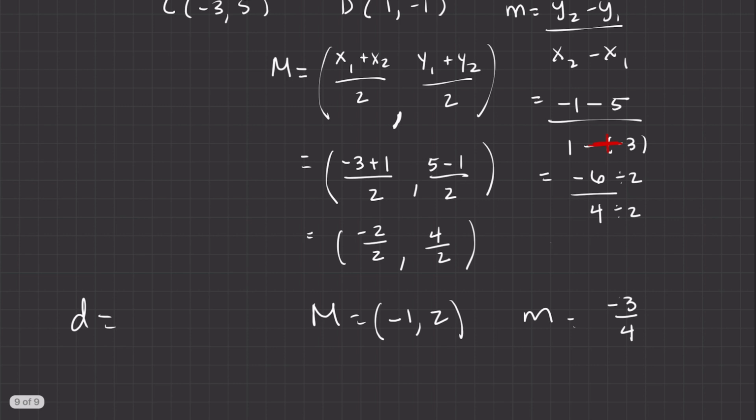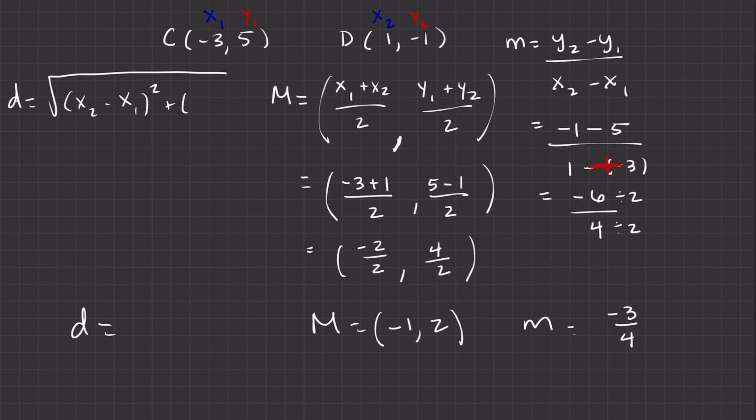Let's go ahead and do the hardest part of this particular problem. The distance formula is basically the square root of x sub 2 minus x sub 1 quantity squared plus y sub 2 minus y sub 1 quantity squared. And this is really the Pythagorean theorem, or really c squared equals a squared plus b squared. Okay?